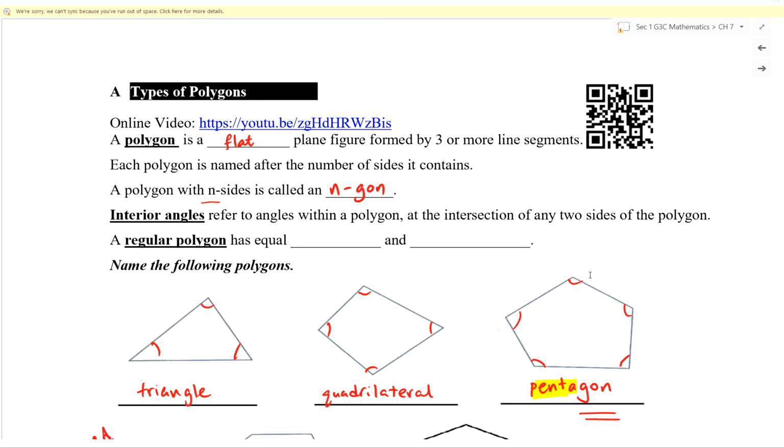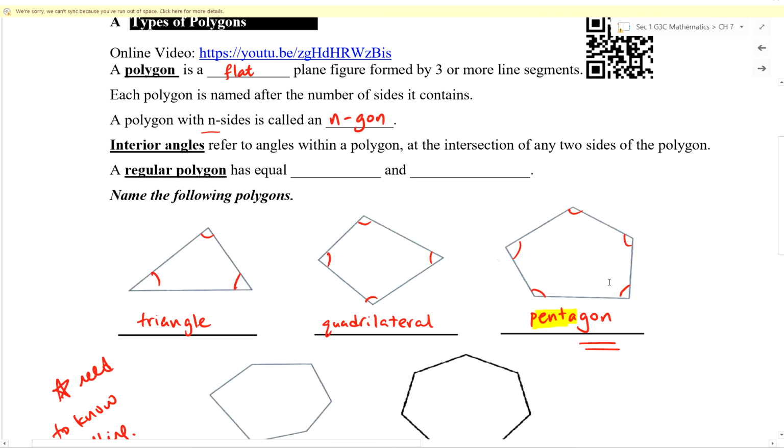How many interior angles will a 70-sided polygon have? 70. Okay, so it corresponds. A regular polygon. If we tell you that a polygon is a regular polygon, it has equal sides and angles.